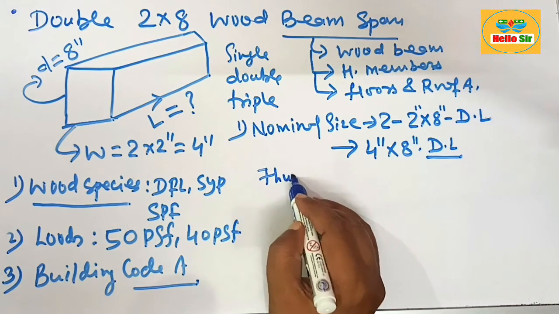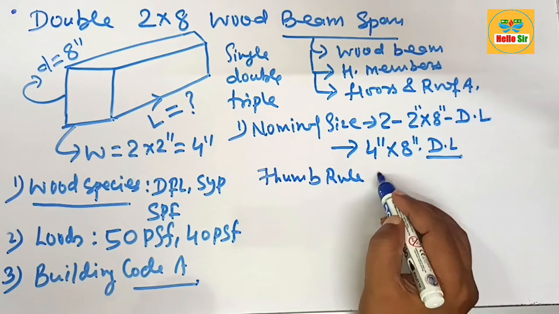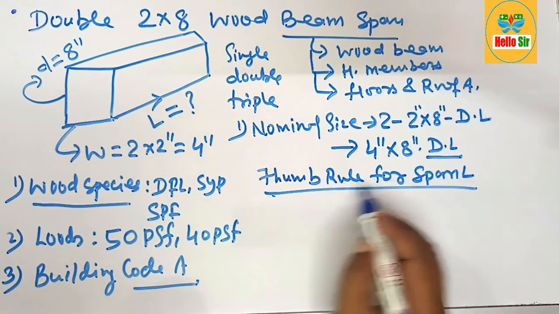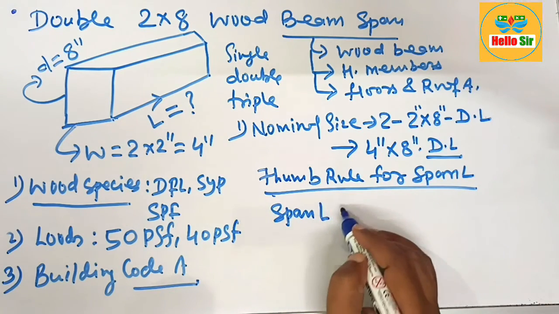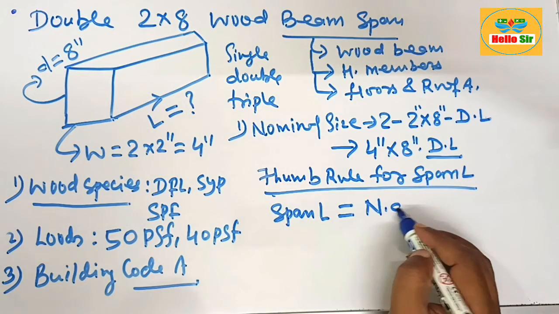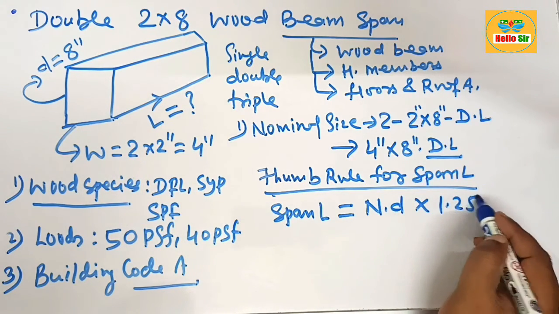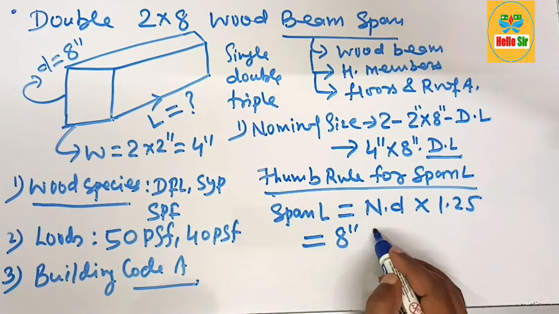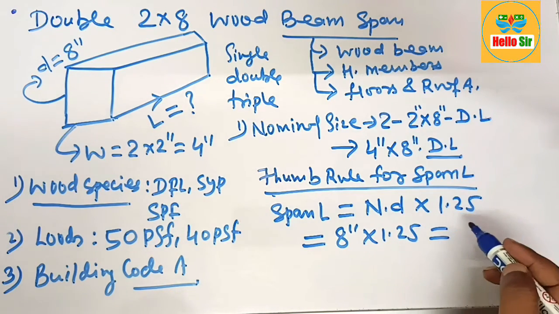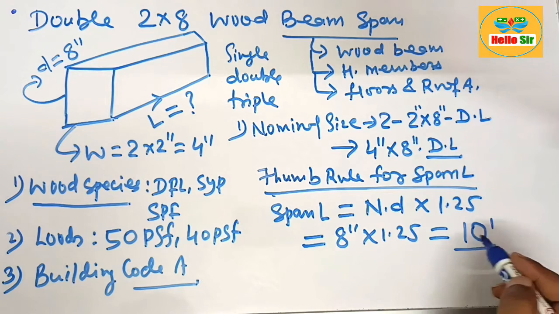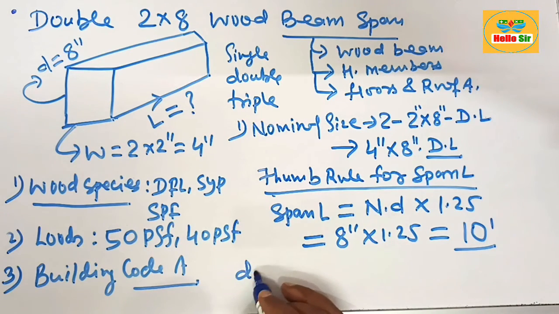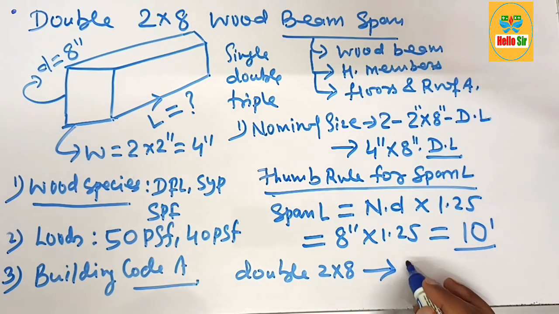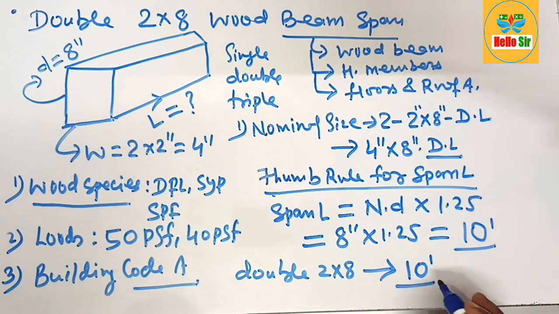You calculate it as per the thumb rule. What is the thumb rule for the span length of a wood beam? The formula for span length calculation is the nominal depth of the beam multiplied by 1.25. The nominal depth of the beam is 8 inches, multiplied by 1.25. This comes to about 10 foot. It means a double 2 by 8 wood beam can span a maximum distance of about 10 foot in length.